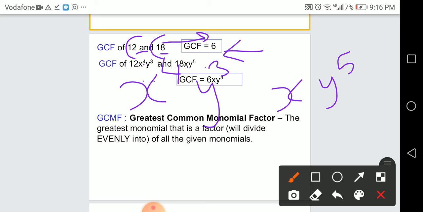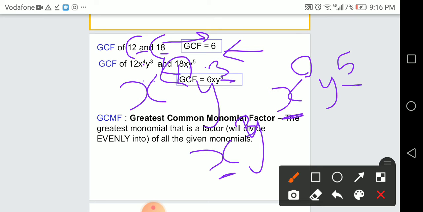So guys, for x, we have to the power 4 and to the power 1, or just x. So I will write the least, which is x. For y to the power 3 and y to the power 5, the least is 3. So it will be y to the power 3. So the answer will be 6x y to the power 3. I've taken the smallest one, which is x to the power 1, or just x, and y to the power 3, the least.